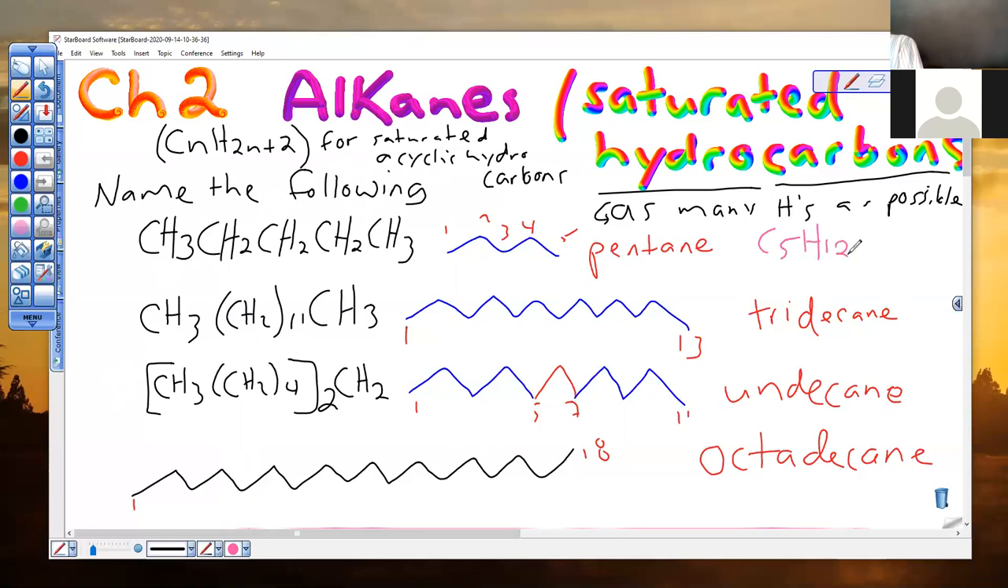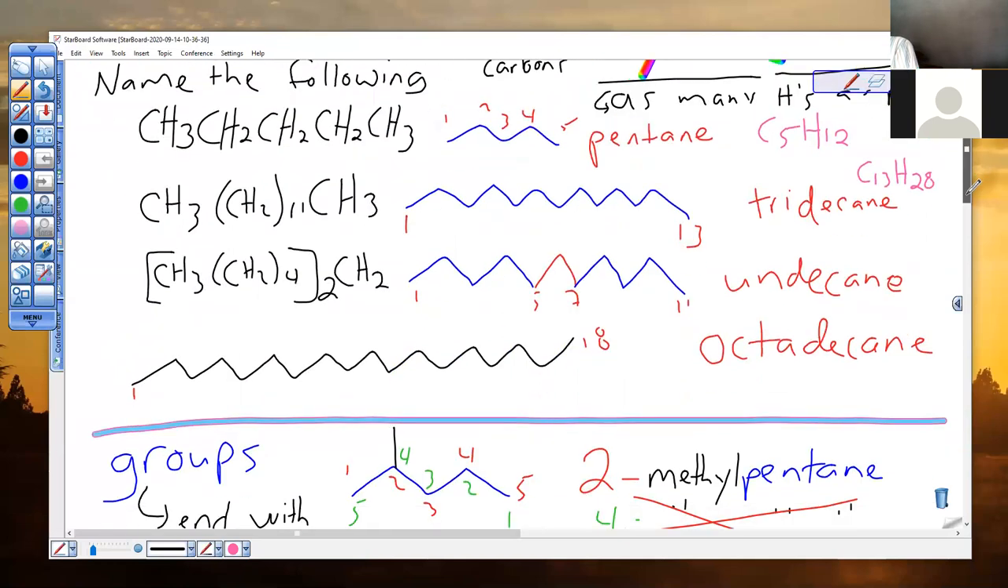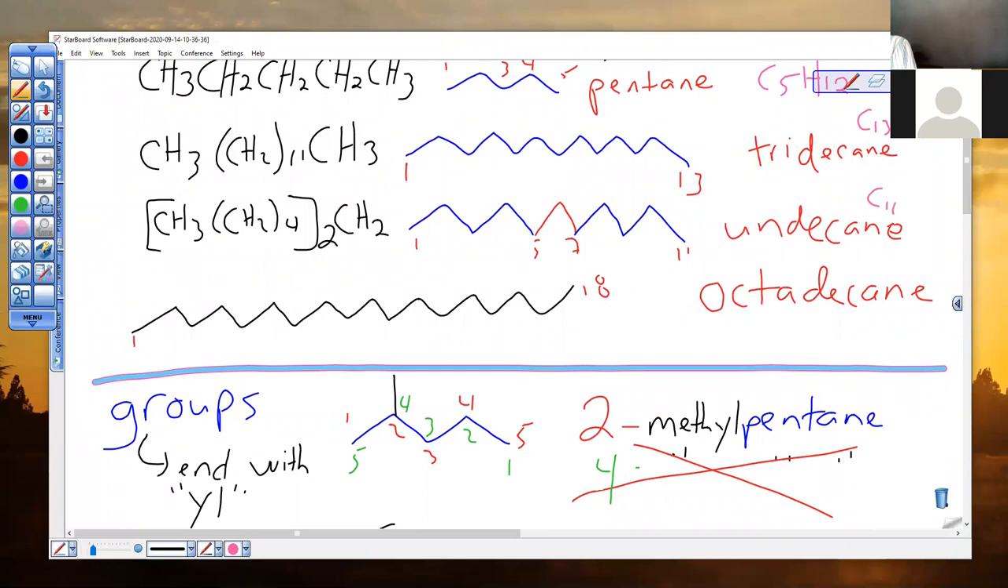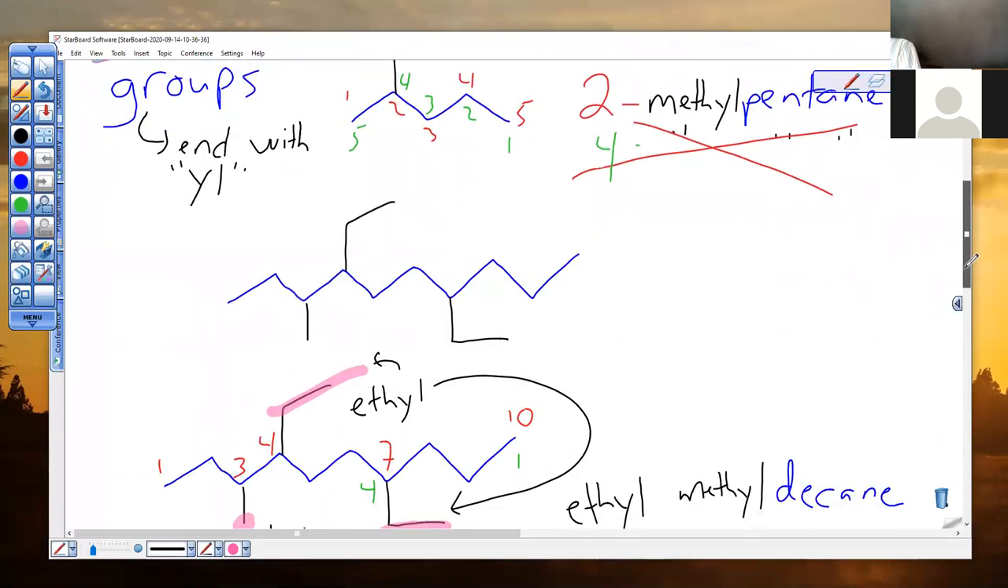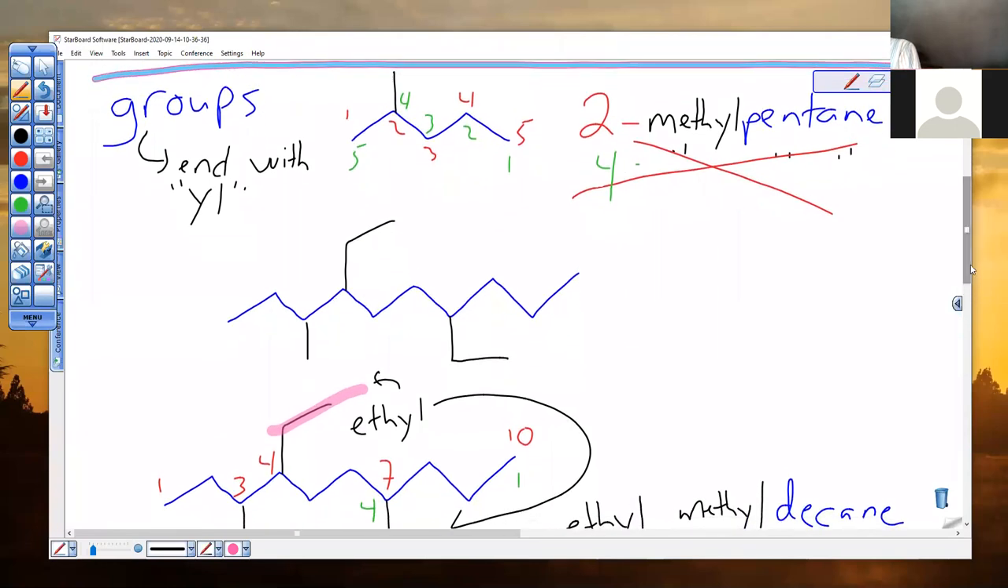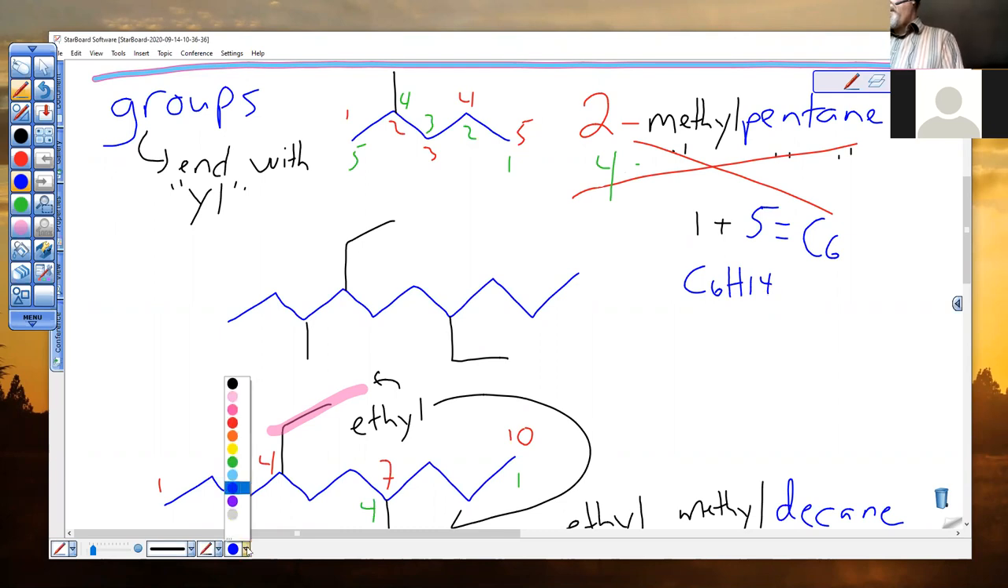C5H12, tridecane, C13, 2 times 13, 26 plus 2, 28. Undecane, C11, H22 plus 2, 24. Octadecane, H36 plus 2, 38. This one I'm going to go from just the name, 2-methylpentane. Methyl is 1. Pentane is 5. These are carbons. C6, C6H14. 2 times 6 plus 2.